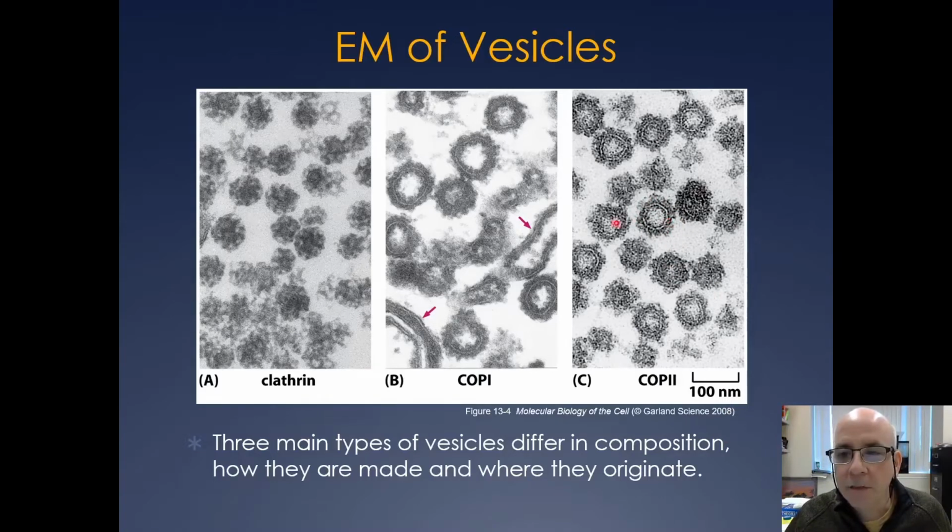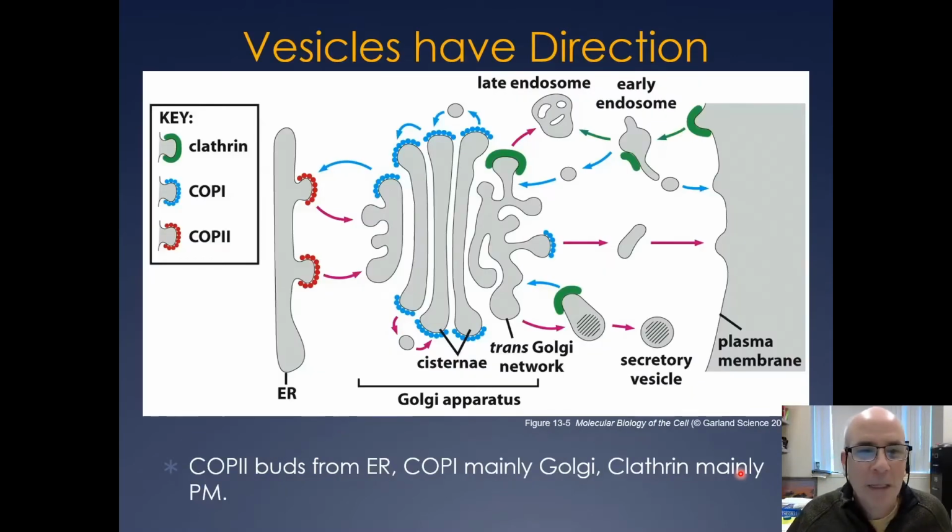And this is actually his image, if you want to look at the references in your textbook. So here's where the vesicles form and how they travel. Okay, so you have the COPIIs that form at the ER, and they go forward. So this is considered anterograde transport, whereas COPIs tend to bud off of the Golgi, and they're largely involved in retrograde transport back to the endoplasmic reticulum.